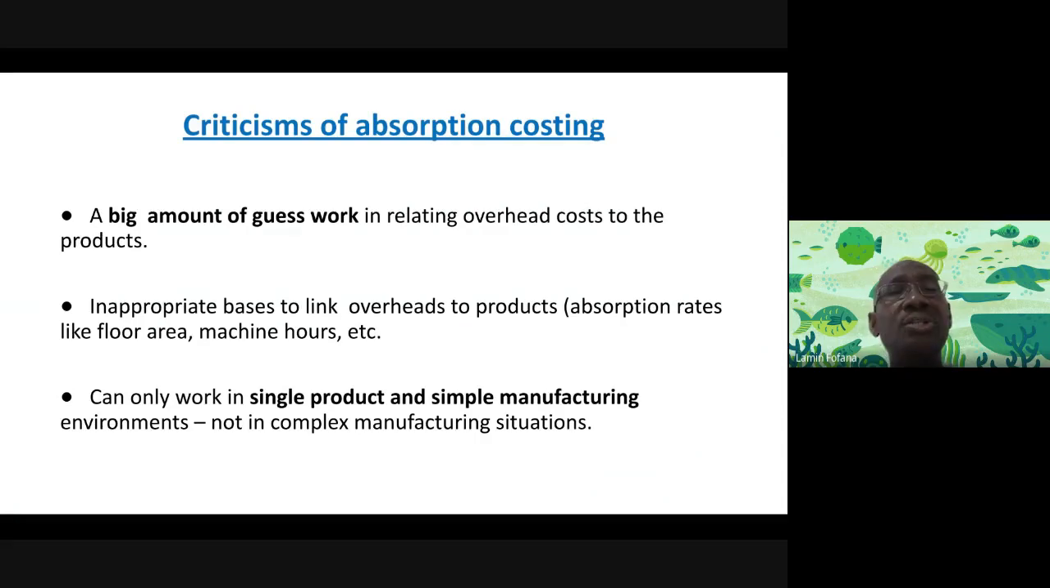Why is it not complicated to use? Because it has one single OAR. Unlike ABC, ABC has different ones. We don't call them OARs in ABC, but we call them cost driver rates. Cost driver rates is the same as OAR. So in ABC, you have different OARs, if you like, meaning cost driver rates, whilst in absorption costing, you only calculate one OAR and apply it. So that makes it advantageous over ABC.